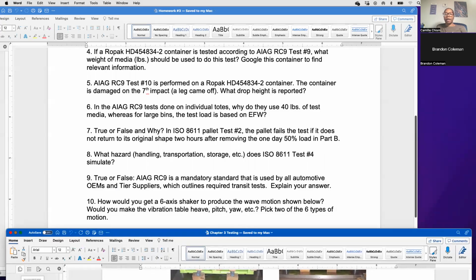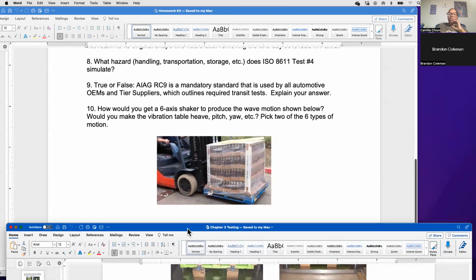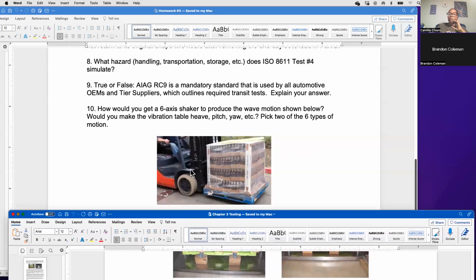And then the last one is number 10. This is referring to the 6-axis shakers. And if you're trying to produce a wave motion, like in this picture that we saw in the reading, what would you do? Which kind of motion would you use to simulate that?